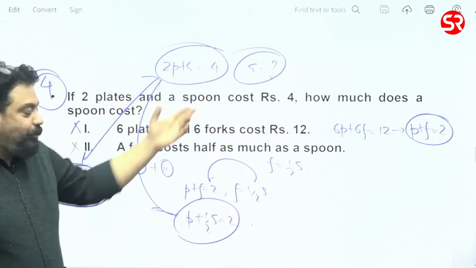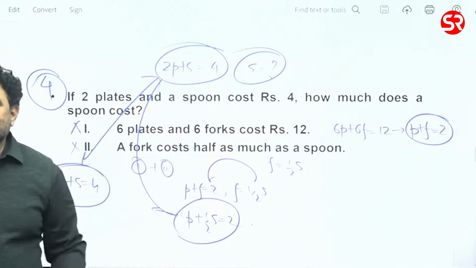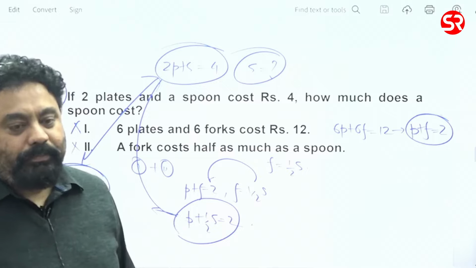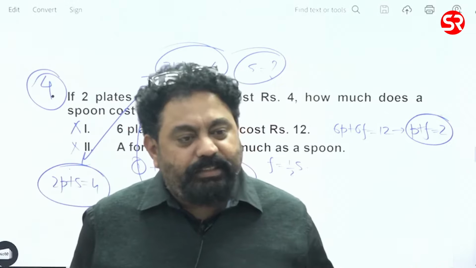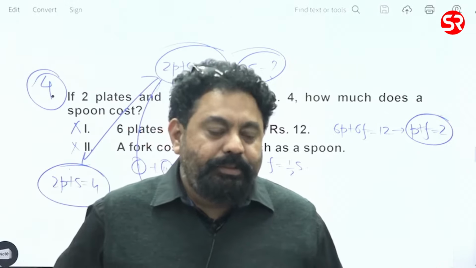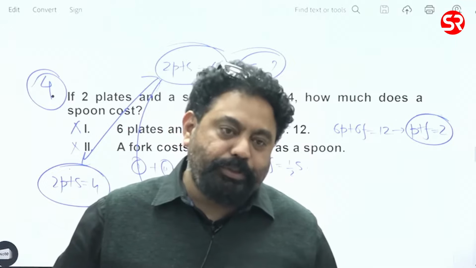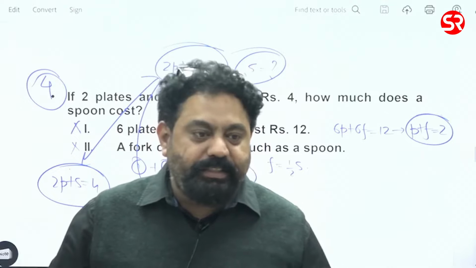2p plus s is equal to 4 over here. Also 2p plus s is equal to 4. How would you solve these two equations? Cannot be solved. So it's okay, right? You can't cancel. Not possible. You are looking for spoon. Your question has not been answered because there is a fork in the question. So that statement does not answer the question. Done. That's easier thing to do.